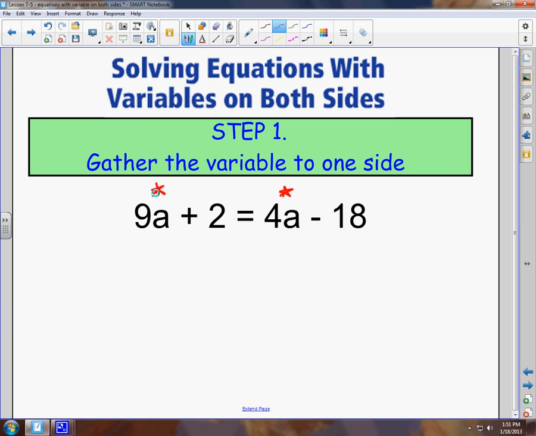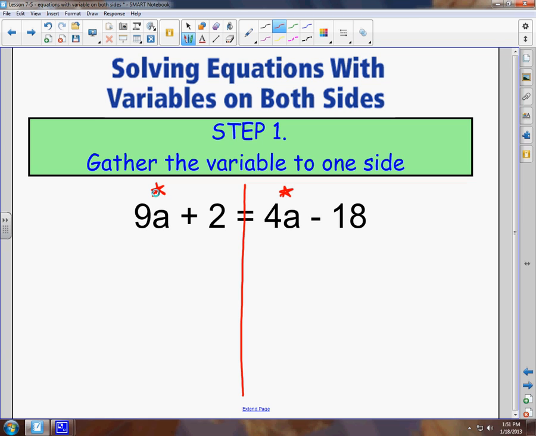So what you have to do is it's going to take 2 steps to try and get the equation down to the bottom so you can solve it. So copy this down in your notes. Step 1, gather the variable to one side. So I still draw my line because I like to see the 2 different sides.